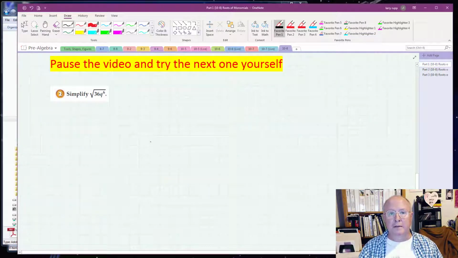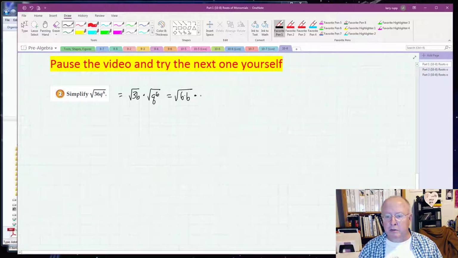All right, we're back. Hopefully you did pause the video and give this a shot. Simplifying the square root of 36 times q to the 6th, okay? So this turns out to be the square root of 36 times the square root of q to the 6th. Well, the square root of 36, what two things multiplied together give you 36? 6 times 6. And what two things multiplied together give you q to the 6th?